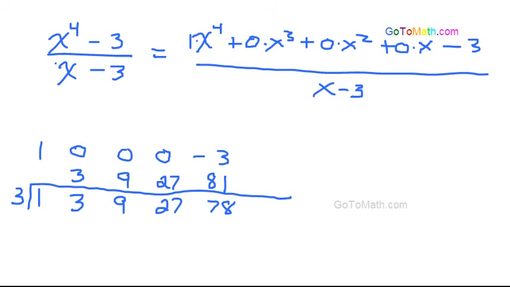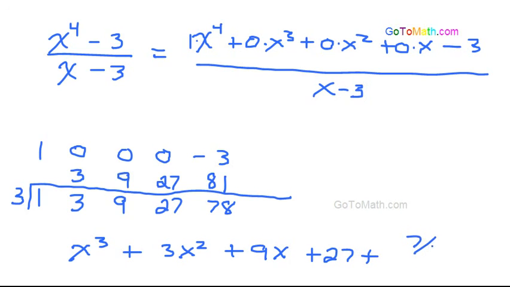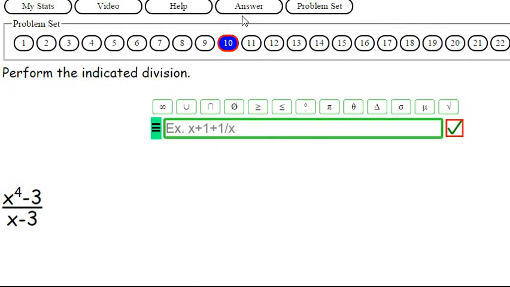Alright, what are we doing here? So we started with x to the fourth, so it's going to be x cubed. X cubed plus 3 times x squared plus 9 times x, and then plus 27. Plus 78. I'm not exactly sure what happened there. My brain and my hand were thinking differently or something. 78 over x minus 3. Okay. So we'll see what the web page has to say.